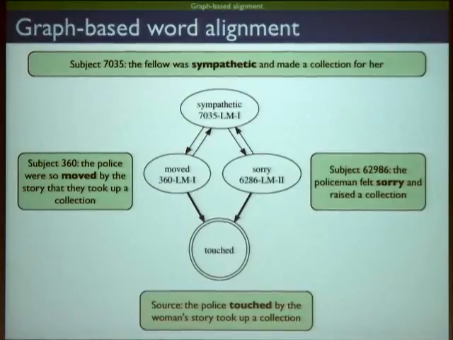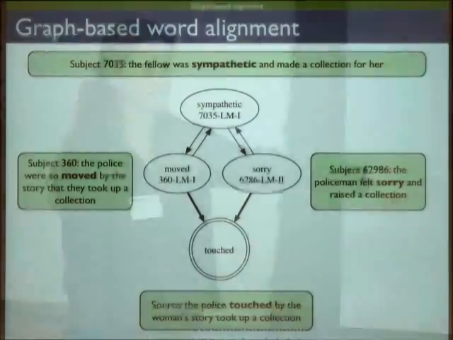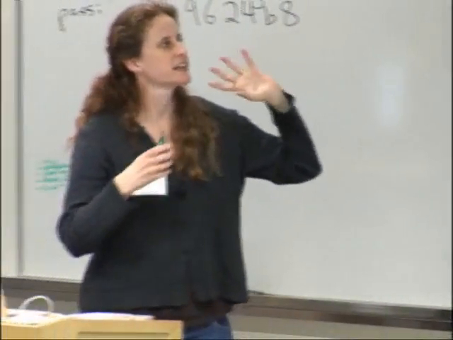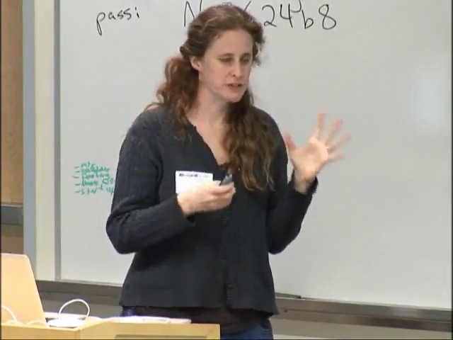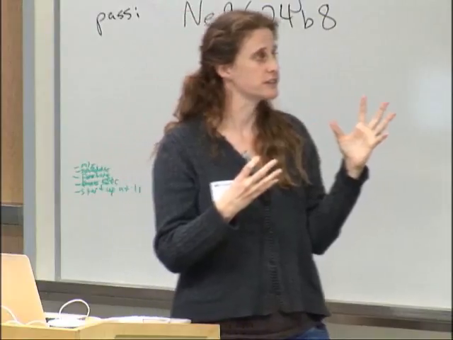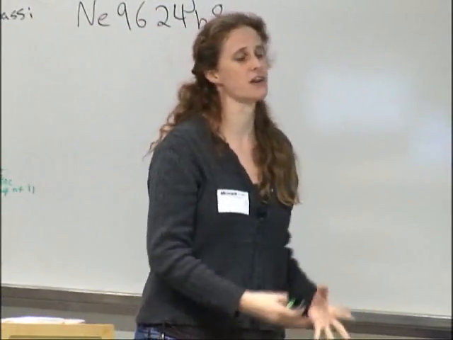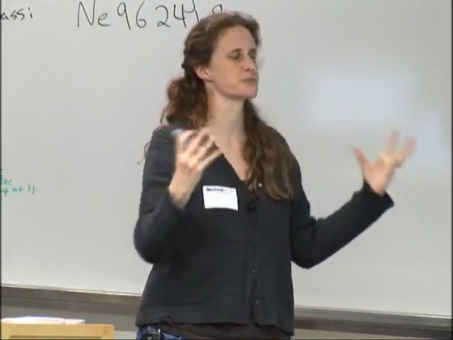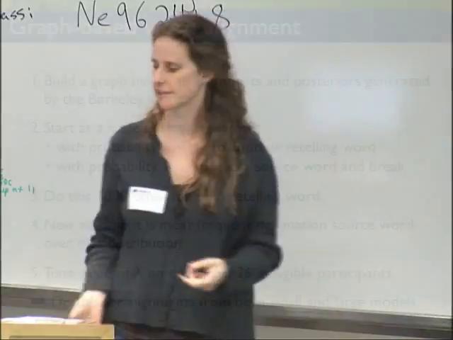Now you want to be able to get from sympathetic to touched, and you couldn't do that in your original alignment. Once you build this graph and start walking around on it, you can start at sympathetic and be like, okay, I'm going to go to moved, and then from there you can go to touched. Okay? So the idea is that it creates a connection between words that maybe were unaligned in your original alignment that you can now uncover by virtue of the relationships that word has with other words in other retellings.